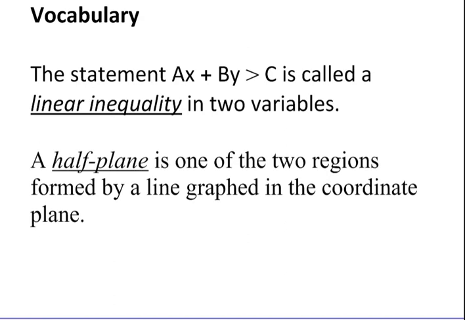Some vocabulary. Ax plus By greater than C is called a linear inequality in two variables. A half plane is one of the two regions formed by a line graphed in the coordinate plane, and it'll become more apparent when you watch the examples of what a half plane is.